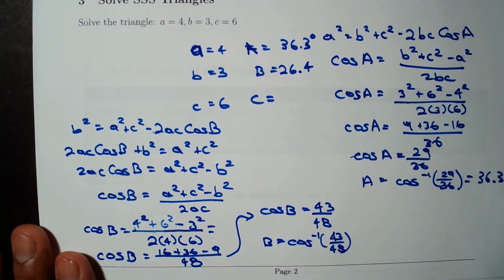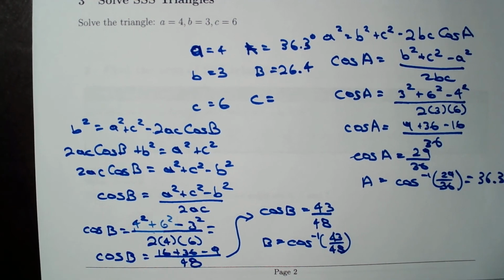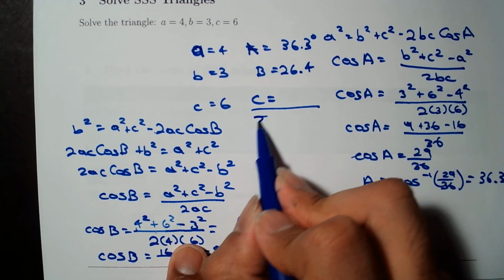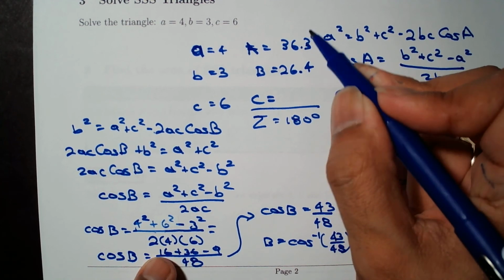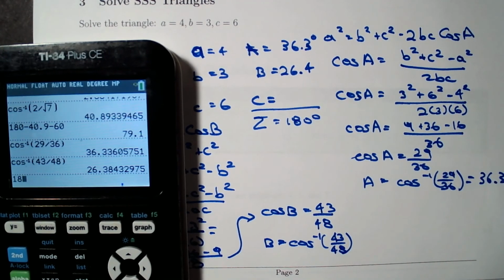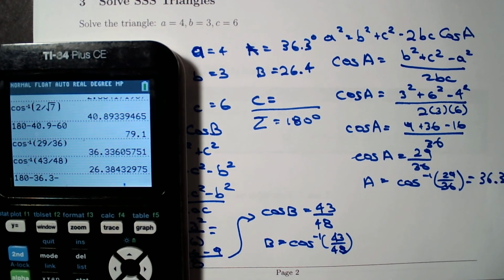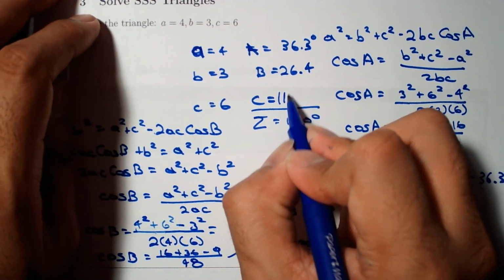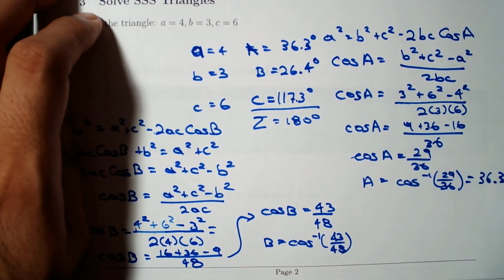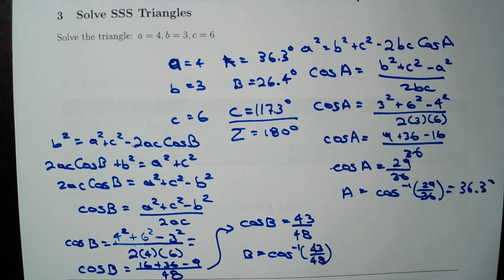All right, so to find angle C, we don't have to do all these law of cosines anymore, because recall that the sum of the angles has to be 180 degrees. So just from 180 degrees subtract these two. So 180 minus 36.3 minus 26.4, and that's 117.3 degrees. And we have that triangle solved. And that's about it for this section. I'll see you in the next video.